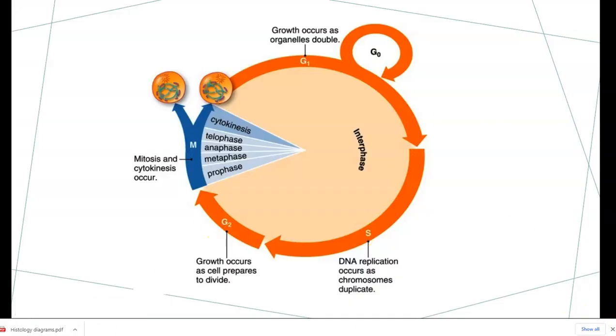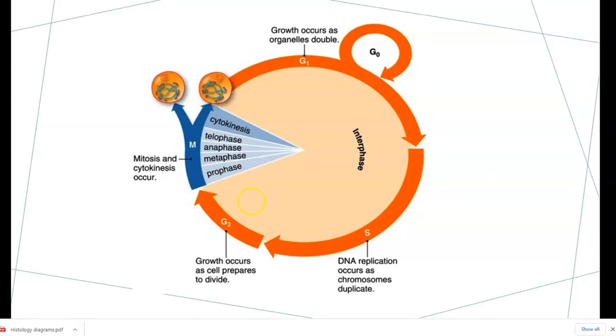So the first slide is discussing the cell cycle of a cell. You can see that the cell cycle is divided into two major phases, and that is going to be interphase and then mitosis. Interphase is indicated by the orange, and mitosis is indicated by the blue. Interphase is divided into three subphases. Those are G1, S, which stands for synthesis, and then G2. The G stands for gap, so gap 1 and gap 2.